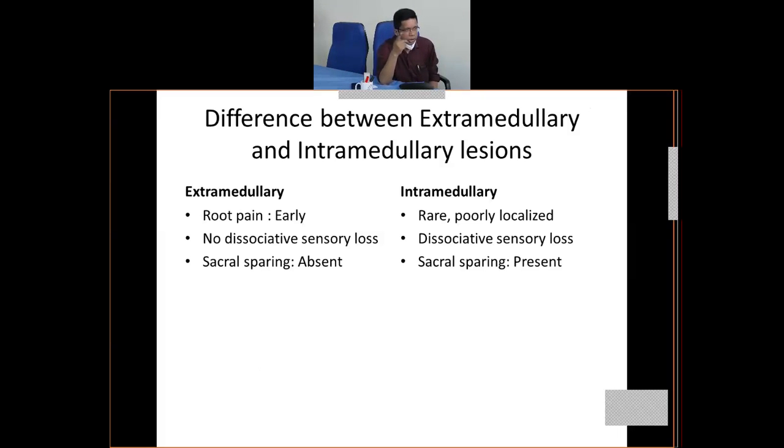Dissociative sensory loss means that in the sensory system we basically have two pathways. One is the spinothalamic tract, and one is the posterior column. Sometimes there is involvement of one tract with sparing of the other. Like the patient may have involvement of the spinothalamic tract but not of the posterior column sensation. That is known as dissociative sensory loss. And sacral sparing is present in intramedullary lesions, and absent in extramedullary.